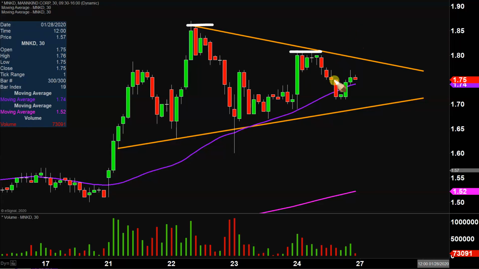Now, of course, don't get me wrong, just because it's putting in lower highs doesn't mean that the price is going back to $1.50. Because on the flip side of things, and that's what makes this pattern interesting, the price is also showing strength because these lows just keep getting higher and higher.